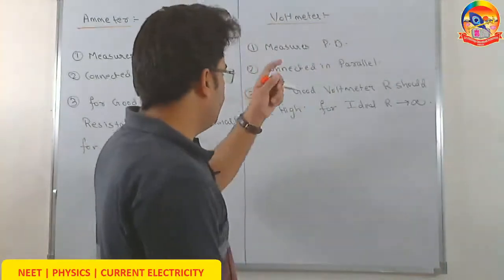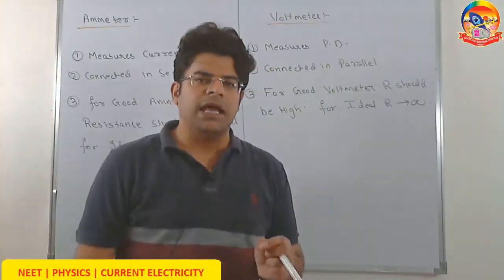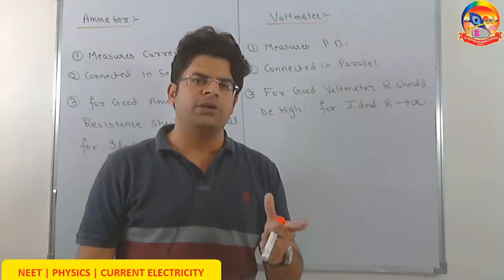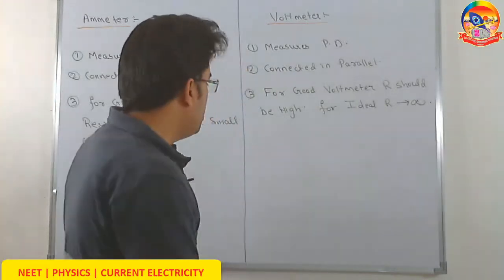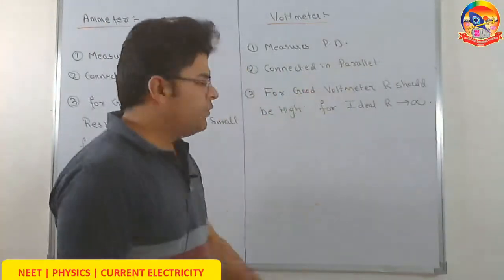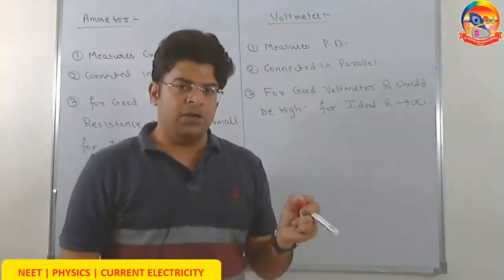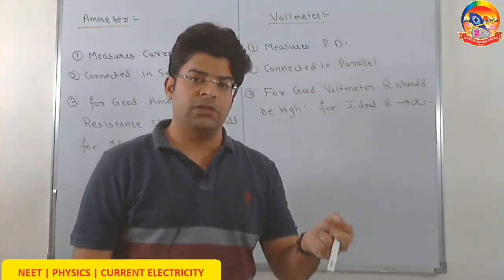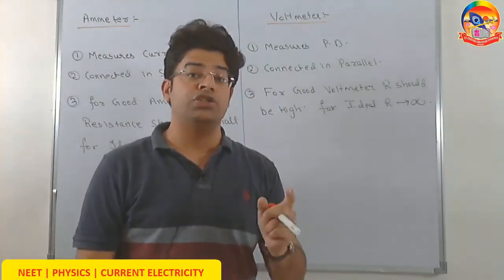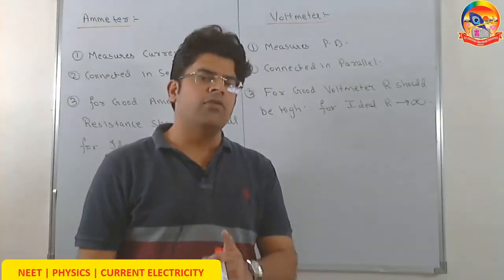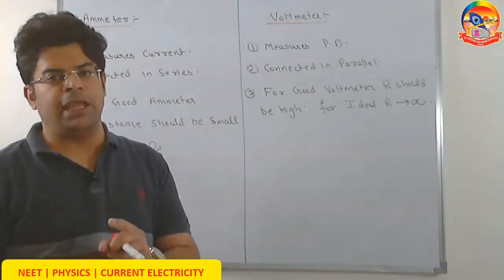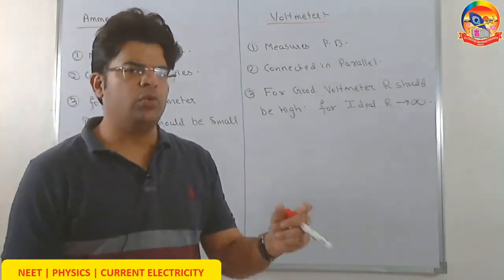Now, let us talk about voltmeter. Voltmeters, as the name suggests, are used to measure potential difference between 2 points. They are connected in parallel. For a good voltmeter, resistance should be high. The higher the resistance, the better is your voltmeter. For an ideal voltmeter, the resistance should be infinity, actually tending to infinity.